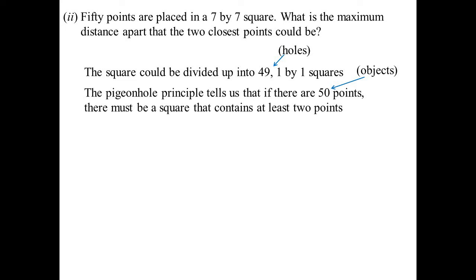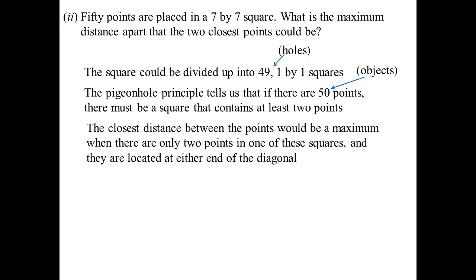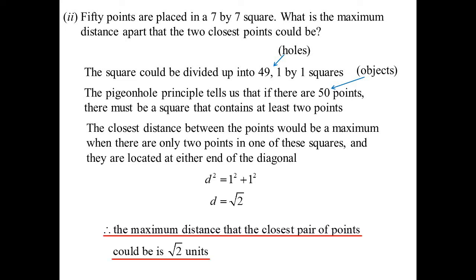They have to be the two closest points when you think about it. Where would you place them in a 1x1 square so that they're the greatest distance apart? Right, either end of the diagonal. Therefore, a bit of Pythagoras, and we work out the square root of 2 would be the greatest distance 2 points could be.